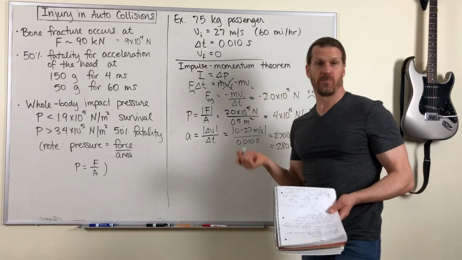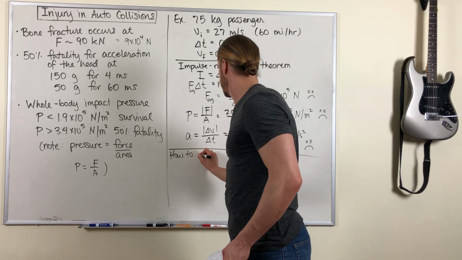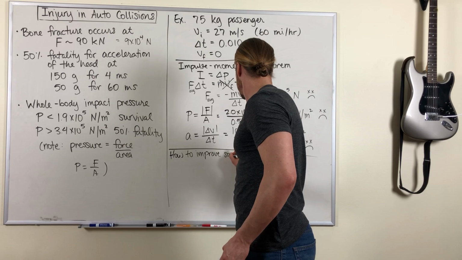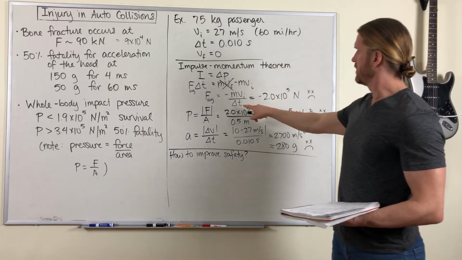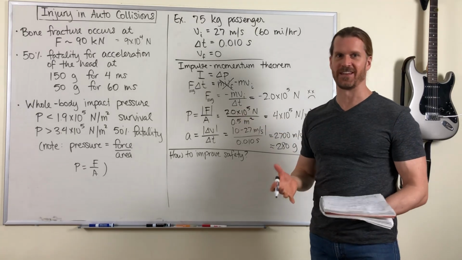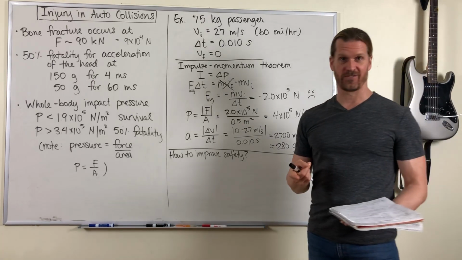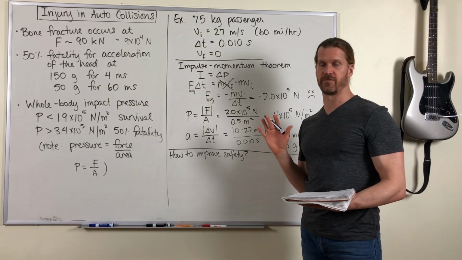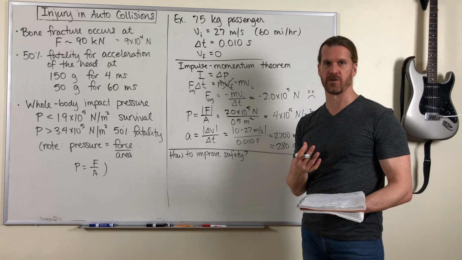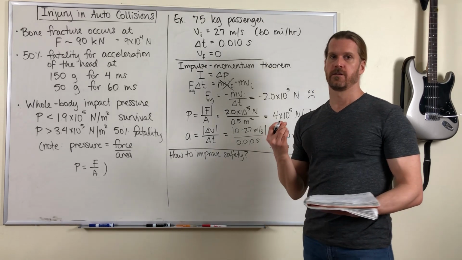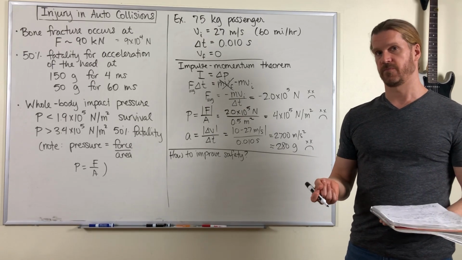Okay, so how can we improve the safety of cars? Well, the biggest thing we can do is to increase this value of delta t, lengthen the time of collision. And there are several ways to do that. Seat belts are one way, because instead of coming to a stop by colliding with the windshield or the dashboard, you come to a stop by colliding with the seat belt, which is a little bit stretchier and increases the time it takes to stop you by quite a bit, a factor of 10 to 100.